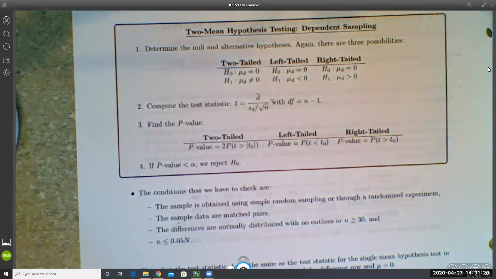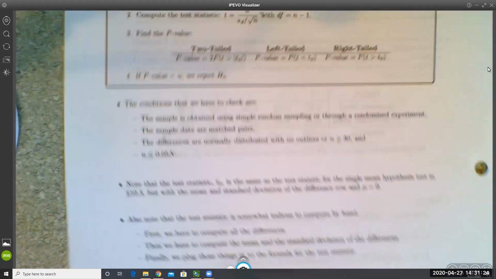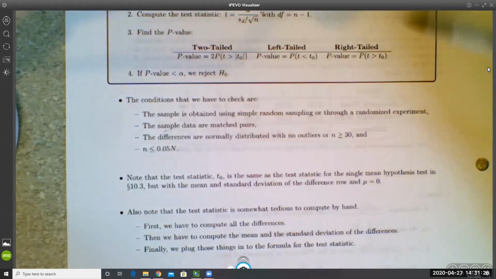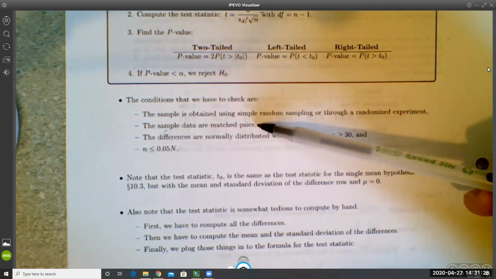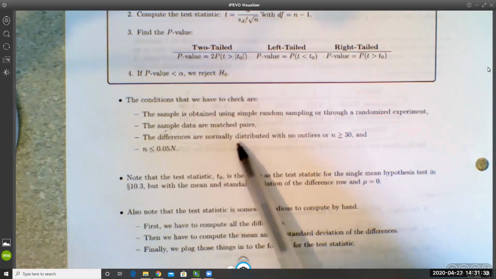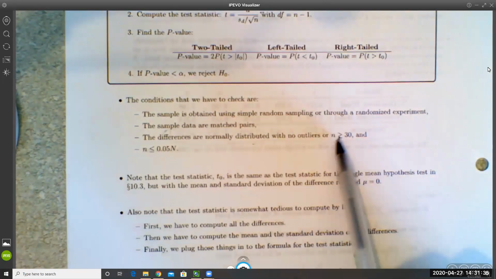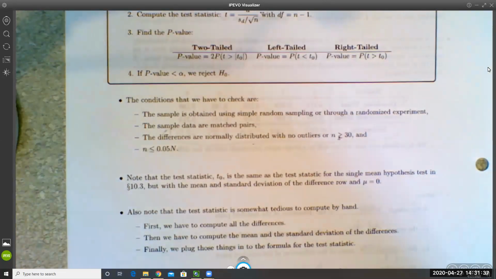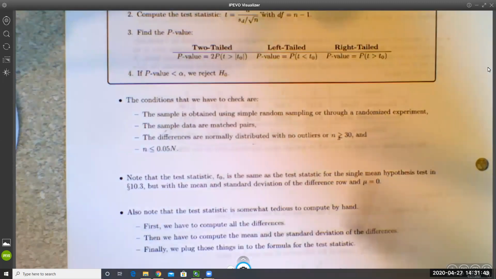As usual, there are conditions that you'd have to check in order to run this test. I'm not going to make a huge deal out of this, but you'd have to make sure that the sample data are dependent, right, and come in matched pairs. And then you'd have to make sure that the sample sizes are at least 30, or the problem could say that the underlying distribution is known to be normally distributed, in which case you can go ahead and run the test even if the sample size is not large enough, right?